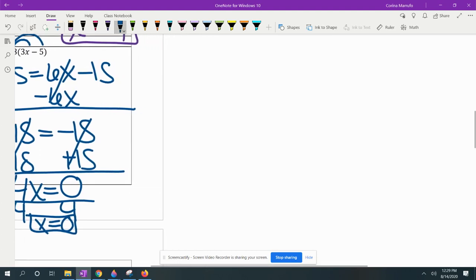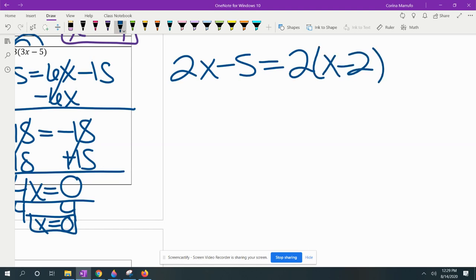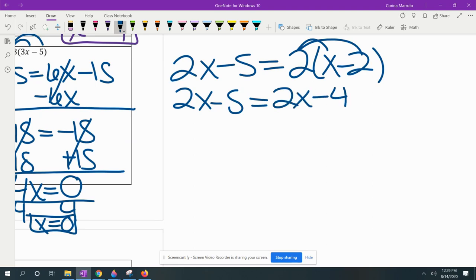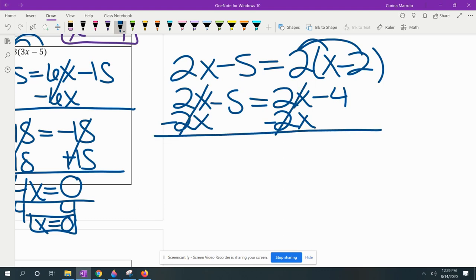So let me just add the problem really quick. Say we have 2x minus 5 equals, and then we have 2 times x minus 2. So we're going to start off by distributing this 2. And we get 2x minus 5 equals 2 times x, and then 2 times negative 2 is negative 4. Then we're going to get the x's together. So we're going to move this x to the other side of the equal sign by subtracting it. And they both end up canceling out.